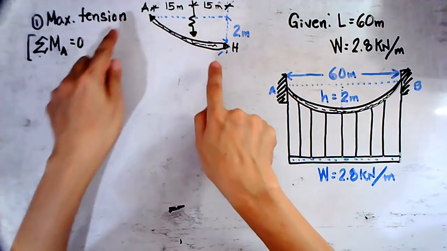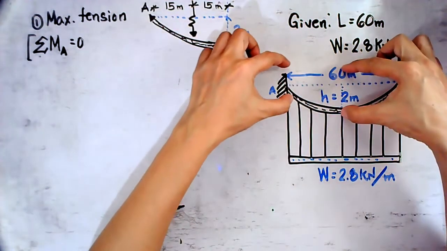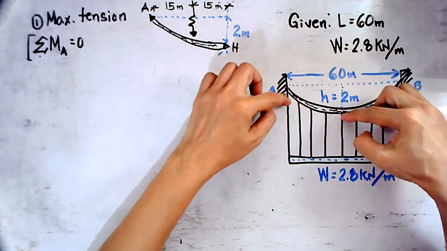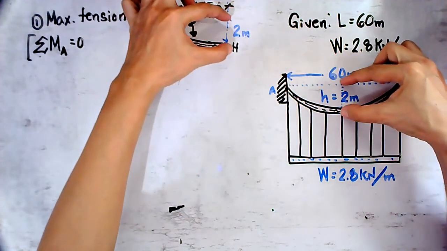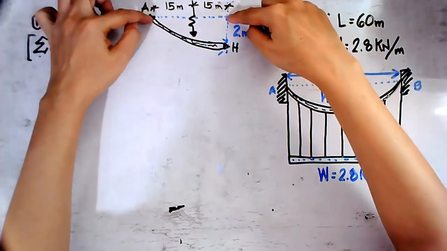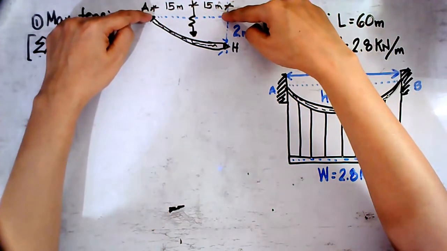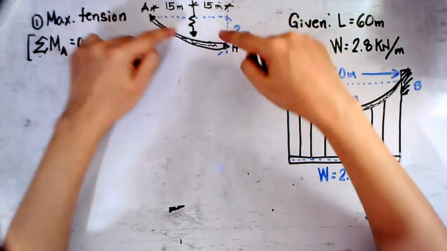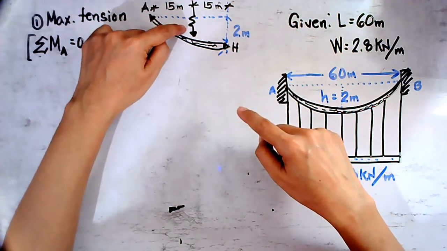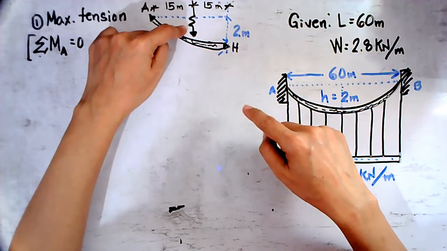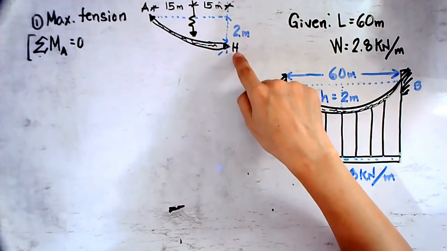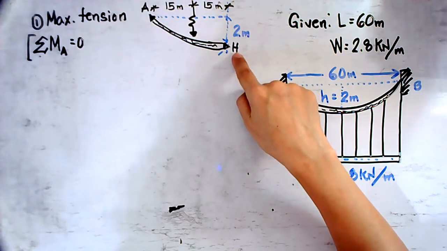If we are going to draw the figure for this half of the parabolic curve, this is the height, and then this is half of the 60 meters. That is a total of 30 meters. Then we are going to determine the resultant force here, and we are going to represent a force H here.